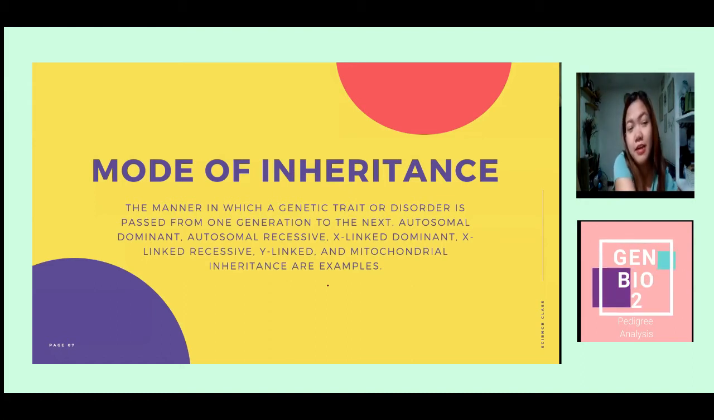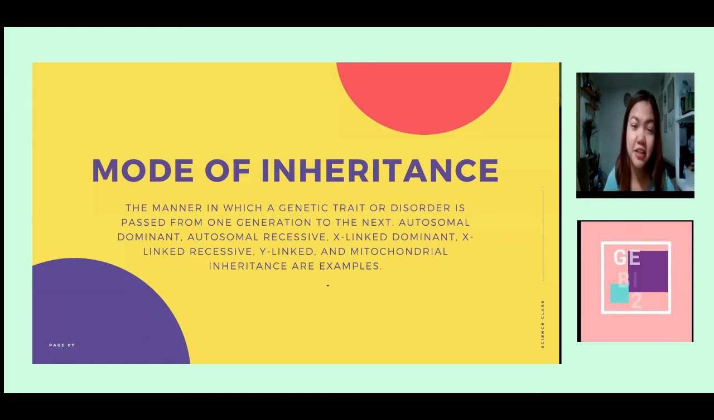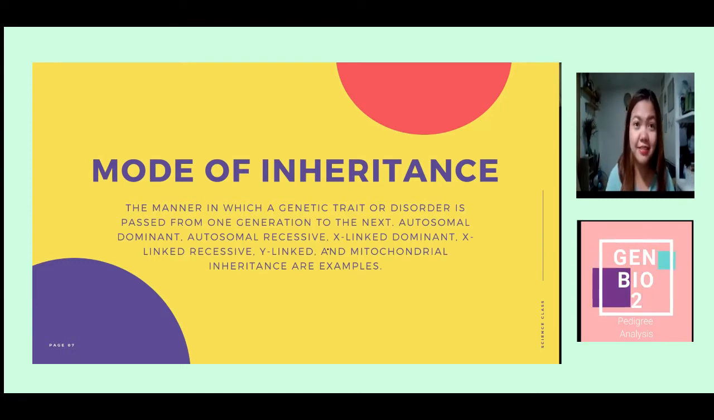Mode of inheritance is the manner in which a genetic trait or disorder is passed from one generation to the next. The examples are autosomal dominant, autosomal recessive, X-linked dominant, X-linked recessive, and Y-linked inheritance. Autosomal dominant and autosomal recessive, ito yung i-discuss natin today. The X-linked and the other sex-related inheritance, we're going to discuss on the following topics.